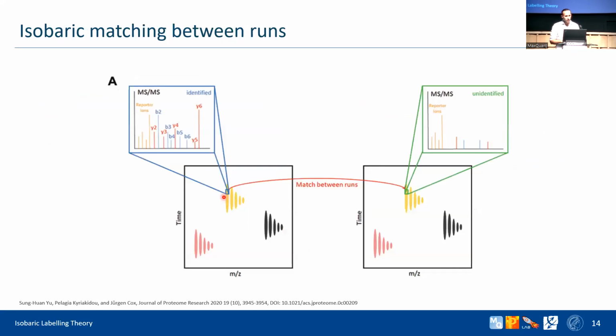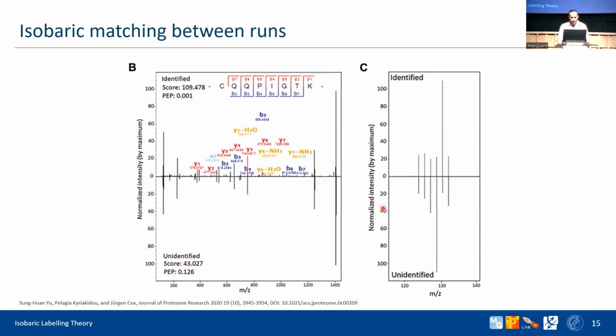So one thing that we do is we have an isobaric matching between runs, similar to what happens in DDA match between runs, where you have an identified peptide in one run, but for many reasons, an unidentified peptide in the other run, and you transfer the identification. So here you can see it better. You have this peptide here, it's been identified nicely, but in the other one, it hasn't been, and we can just transfer the identification there and get rid of a lot of missing values by doing that between the n-plexes.